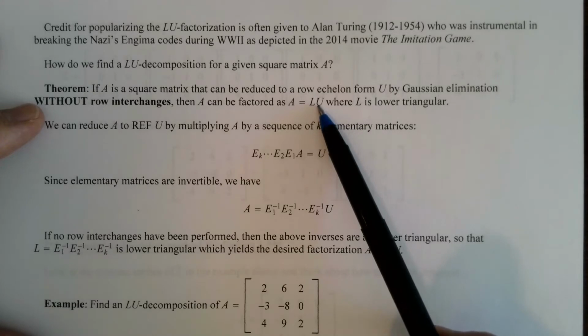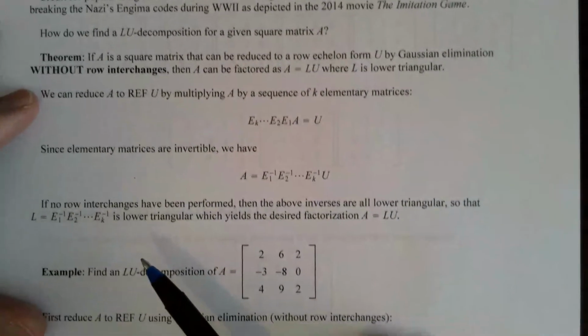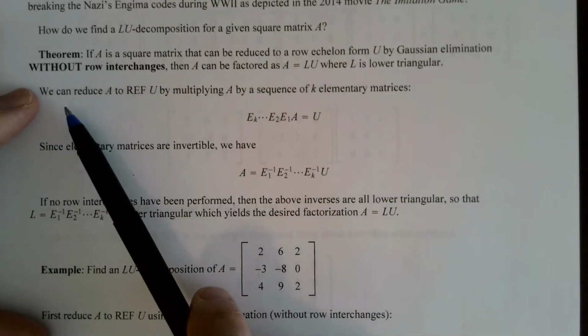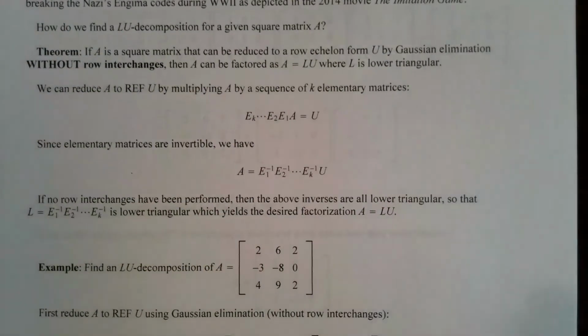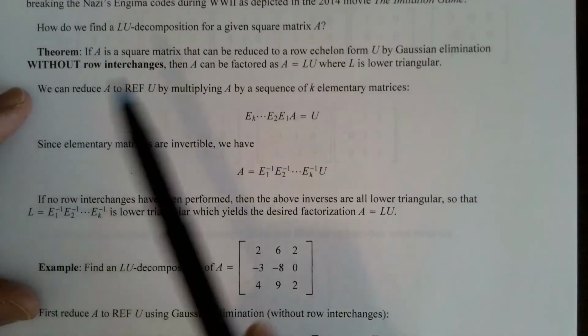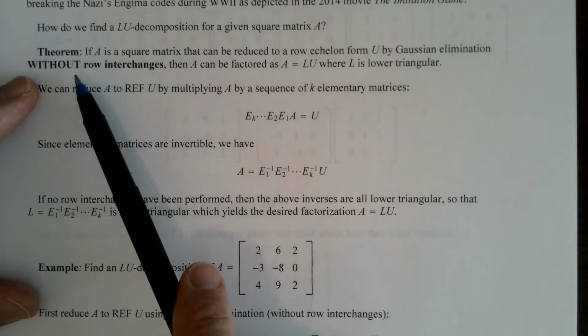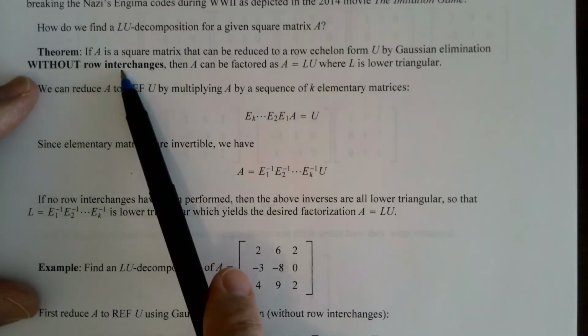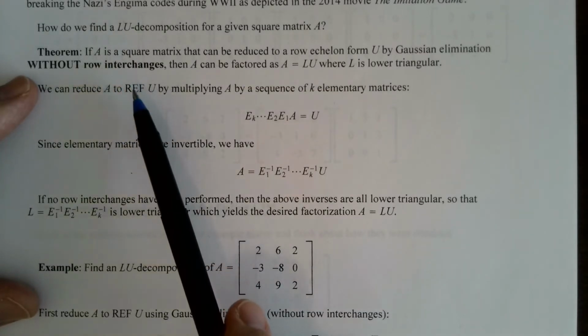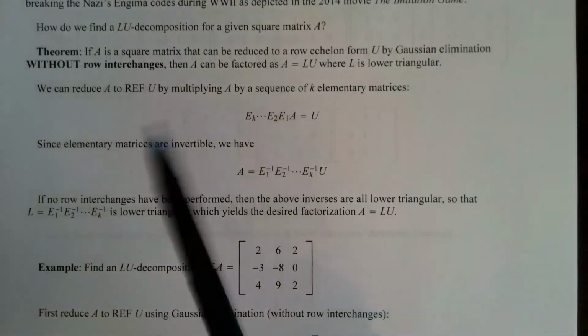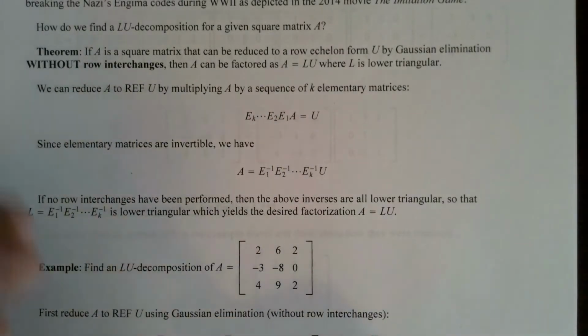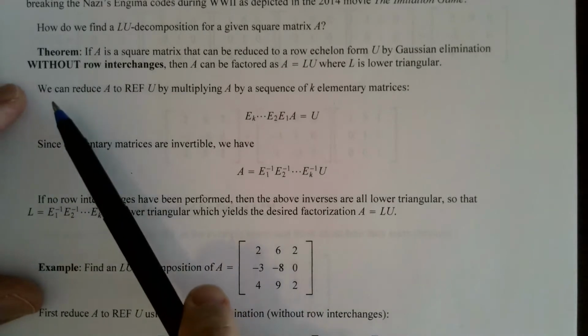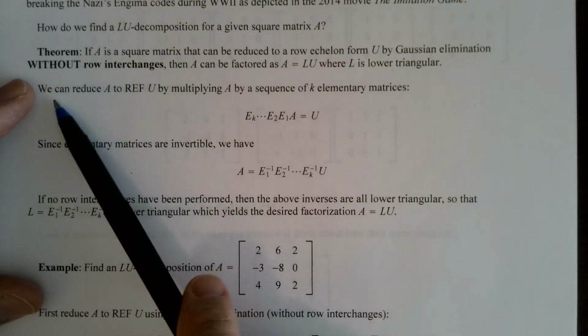Okay, and so if that's the case, so not always do we have an LU decomposition. It turns out, we'll see later on, that if we have to do a row interchange, you can have something called a PLU decomposition, a little bit different. P is what we call a permutation matrix to handle those row interchanges.